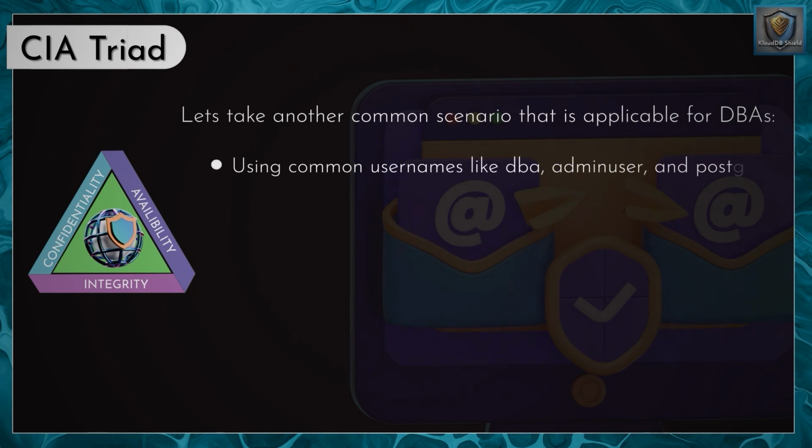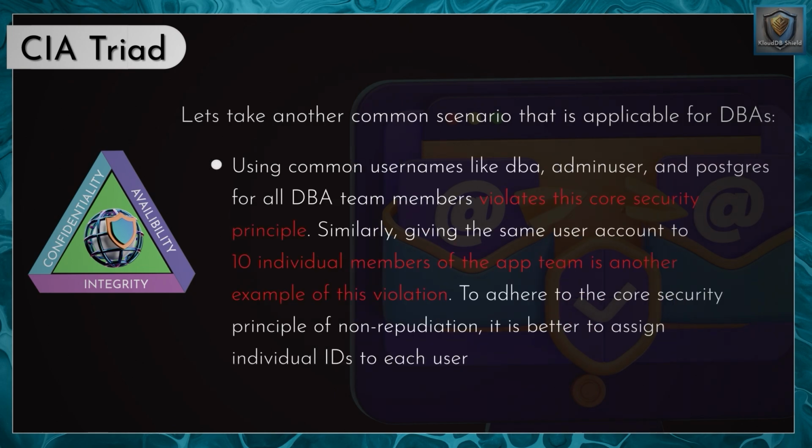And then let's take a common scenario for DBAs. As DBAs, let's say the team has 10 team members. A lot of times we use a common DBA user, for example, admin user or DBA or whatever, right? If we do that, we are not following the principle of non-repudiation. Similarly, when you give common usernames to 10 different individual members of the app team, instead of giving a separate ID for each member in the app team, that also violates the core security principle of non-repudiation. Of course, this is not a big deal when compared to the certificates and the other non-repudiation criteria, but still a very valid point.